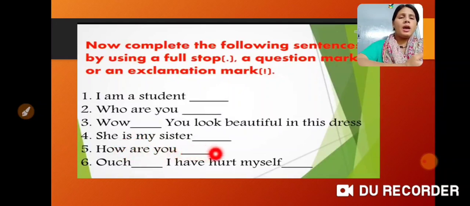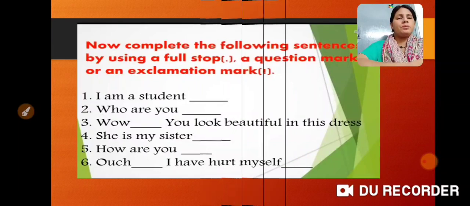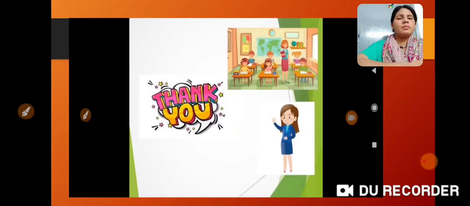Ouch, I have hurt myself. Ouch and wow are signs of exclamation, so we will put an exclamation mark after ouch, and then after I have hurt myself, we will put a full stop. So children, I hope now you have really understood about sentences and the types of sentences.